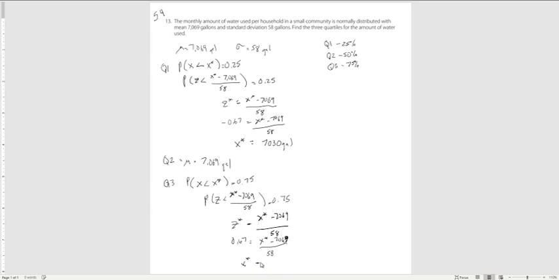And so my X star will be 7,108 gallons. So there, I got them. I've got my first quartile, second quartile, and third quartile. Just looking at it, making sure that number is reasonable, and that does fit.